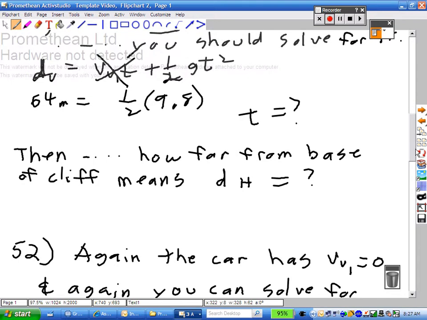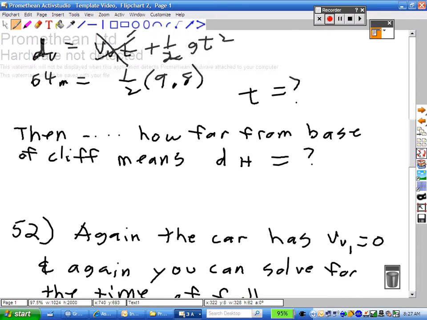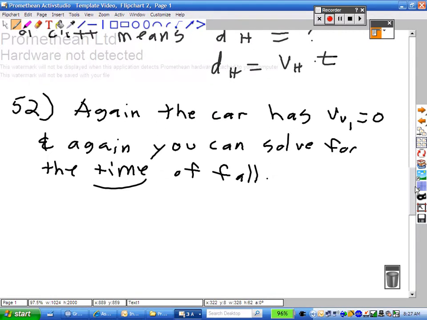Now, once you solve for the t, you can use it for other pieces of information. So, for instance, it asks how far from the base of the cliff. Well, then they're asking d sub h equals question mark. And of course, you'll have a d sub h formula. d sub h equals v sub h times t. The rest of it should fall into place very nicely.